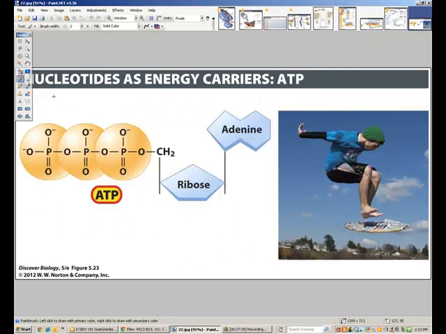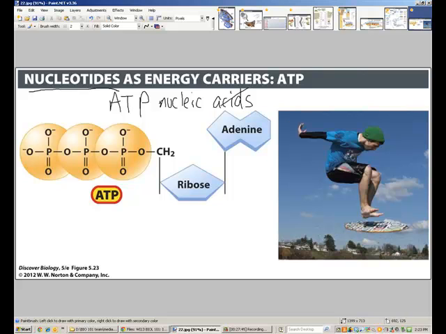One last thing about nucleotides. So there's one exception here. There's a nucleotide called ATP, and it does not form nucleic acids. It stays as a nucleotide. So here's your sugar, there's your phosphate, and here's your nitrogenous base. So adenine is the nitrogenous base that's used.